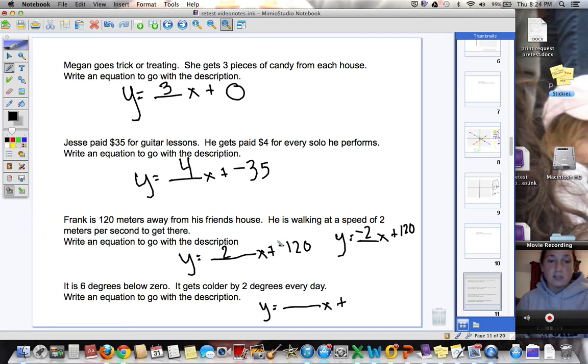It is 6 degrees below 0. It gets colder by 2 degrees every day. So I'm starting at 6 degrees below 0. It's not just a 6 because it's 6 below 0. So when it's below, it's going to be a negative. It's getting colder, so that means the temperature is dropping. It's dropping by 2. So with these problems, you just have to read it and think, where are you starting and then what's happening?